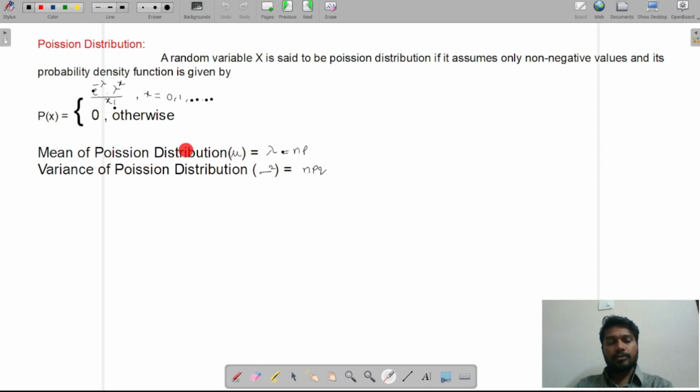Now, the mean of the Poisson distribution, nu, is equal to lambda, which we can also say is n into p. The variance of the Poisson distribution, denoted by sigma square, is also equal to lambda, which we can also say is npq. Okay, these are the formulas for the mean and variance of the Poisson distribution, and this is the definition of the Poisson distribution. So now we'll see the first question of this Poisson distribution.